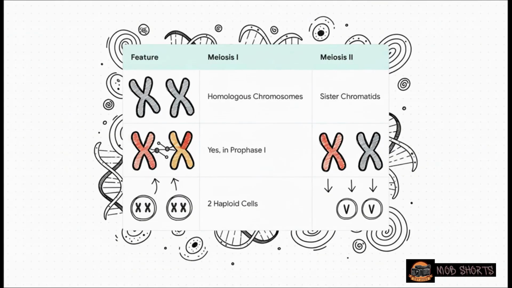This table is basically the perfect cheat sheet for telling the two stages apart. In meiosis I, the big story is separating those homologous chromosomes and all that genetic shuffling from crossing over. Meiosis II is much simpler. It's just about separating the sister chromatids, kind of like mitosis. One reduces the chromosome number, the other just splits the copies. You need both to get to the final result.